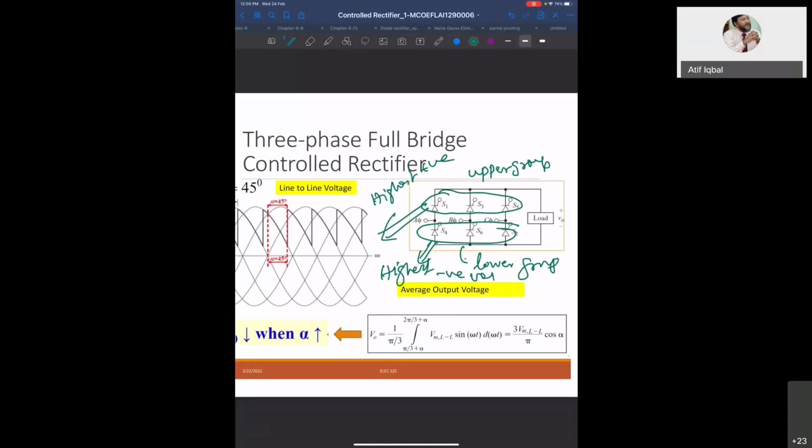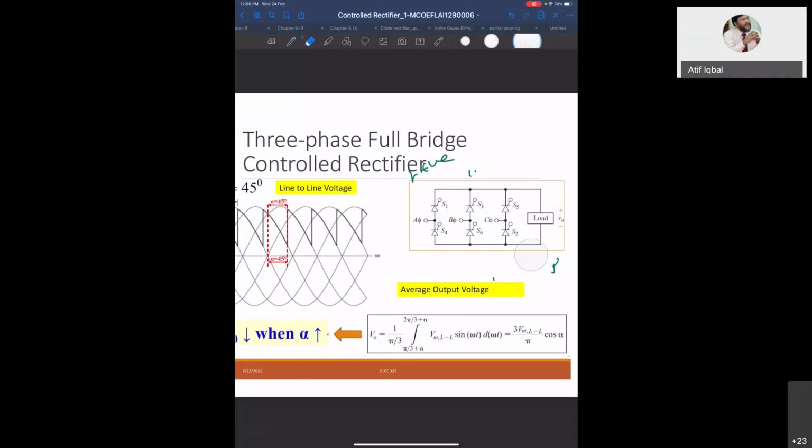Okay. Now, why are they numbered like this? 1, 3, 5, weird. Because they operate in this sequence: number one, then number two, then number three, then number four, then number five, and then number six. That's why they are numbered like this.